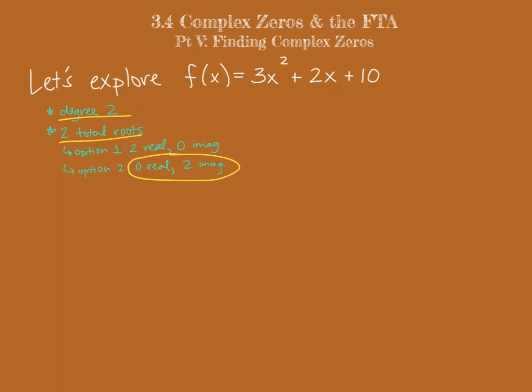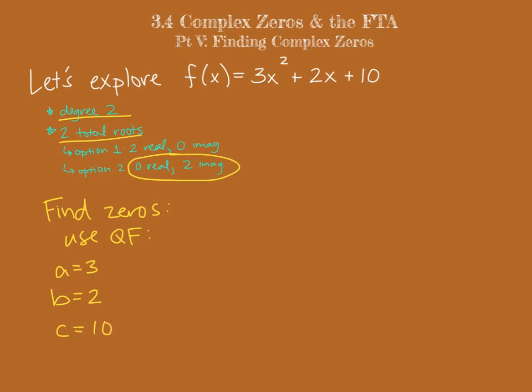So we are not going to have to do any synthetic division because we already have a quadratic, and that is ultimately the goal of synthetic division, to get it down to a quadratic. We have a quadratic, so we can use the quadratic formula to find all of our roots or zeros. We know that a is 3, b is 2, and c is 10.